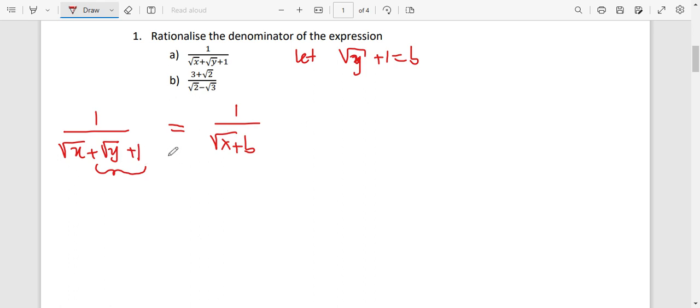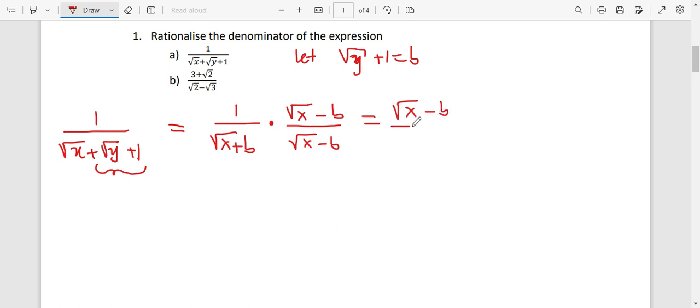You can get any two roots, as long as you leave one root there. Alright, so now you can conjugate multiply on top by root x minus b, also down by root x minus b. If you multiply 1 by root x minus b, you simply get root x minus b.